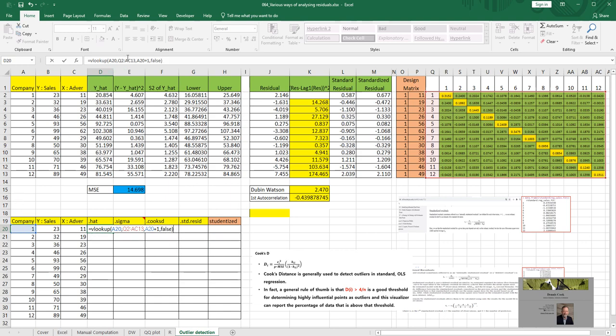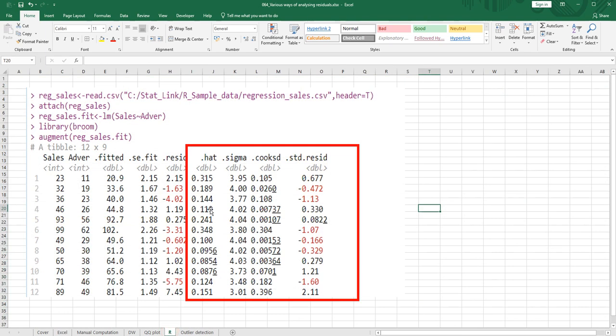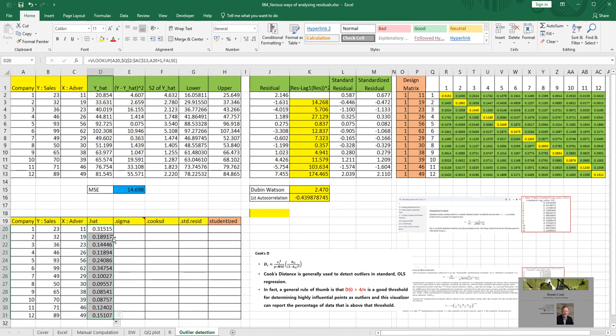Of course, we need to fix the reference data here, right? So you need to press F4 and double click it. So this is the hat matrix, 315, so 315, 189. Yeah, 189, cool.